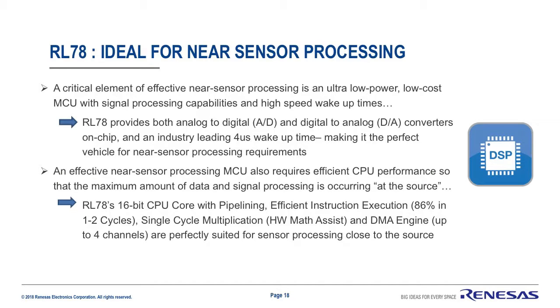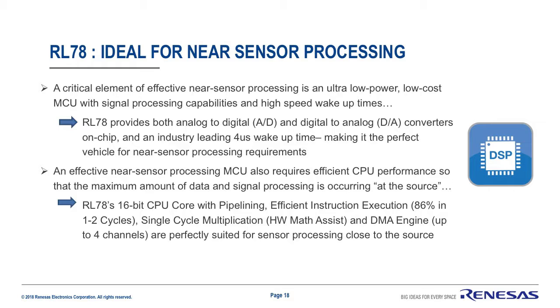Key features of RL78 to reduce SWaP for near sensor processing are highly integrated analog peripherals such as ADCs, DACs, programmable gain amplifiers, comparators, op-amps, and analog muxes. Also, the ability and agility of the RL78 MCU architecture to quickly shift from stop standby mode at less than 1 microamp current drain to full speed 32 MHz operation.